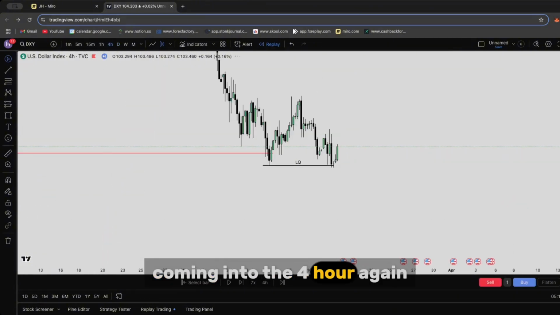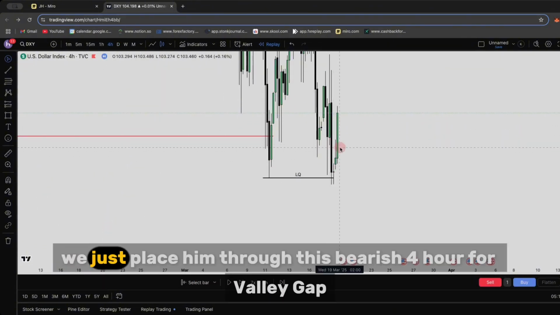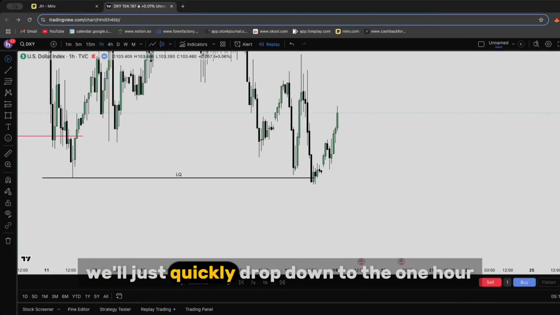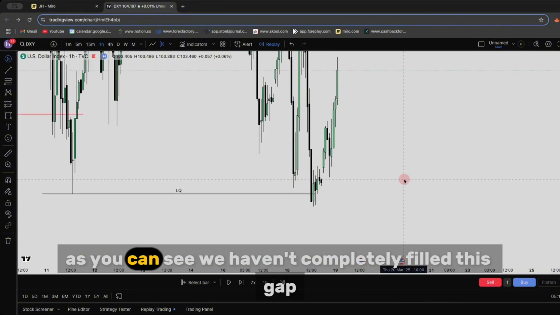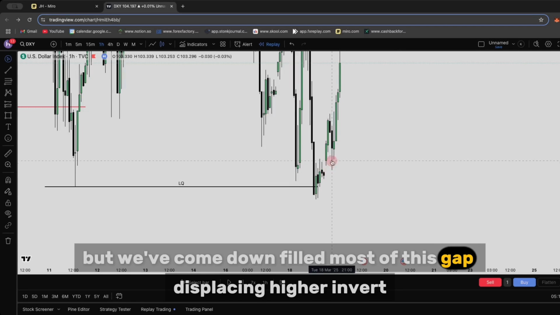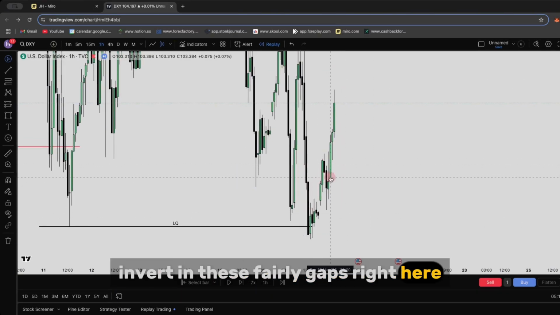Coming into the 4 hour, again, you can very clearly see we respected the low. We're displacing through this bearish 4 hour fair value gap with this candle right here. 4 hour and daily look good. We'll just quickly drop down to the 1 hour. As you can see, we haven't completely filled this gap, but we've come down, filled most of this gap, displacing higher, inverting these fair value gaps right here.